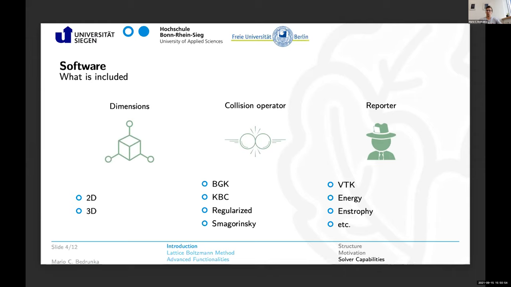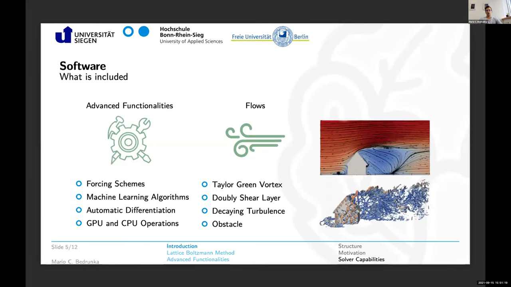And Lattice is equipped also with a variety of frequently used collision models, such as the BGK model, the regularized model, and the KBC model. And for the latter, implementations are rare in open software packages. And many observables, such as energy and entropy, can be reported during the simulations. And in addition, a VTK reporter can be used for post-analysis or animation purposes. So there are also several forcing schemes and boundary conditions available that can be easily applied.